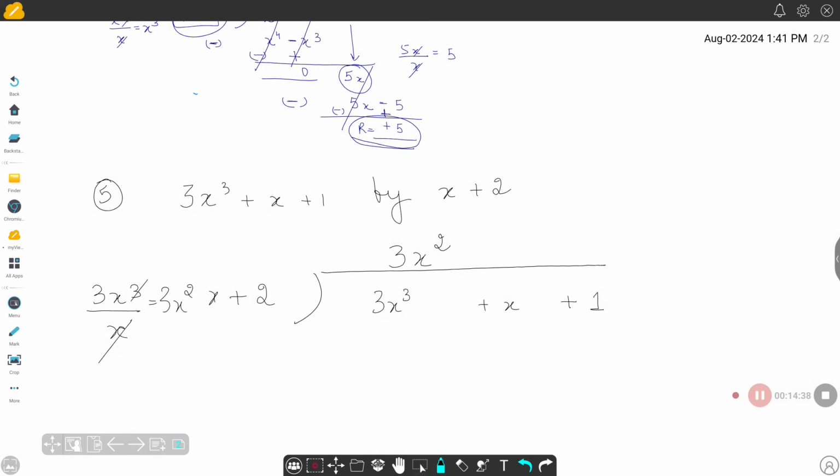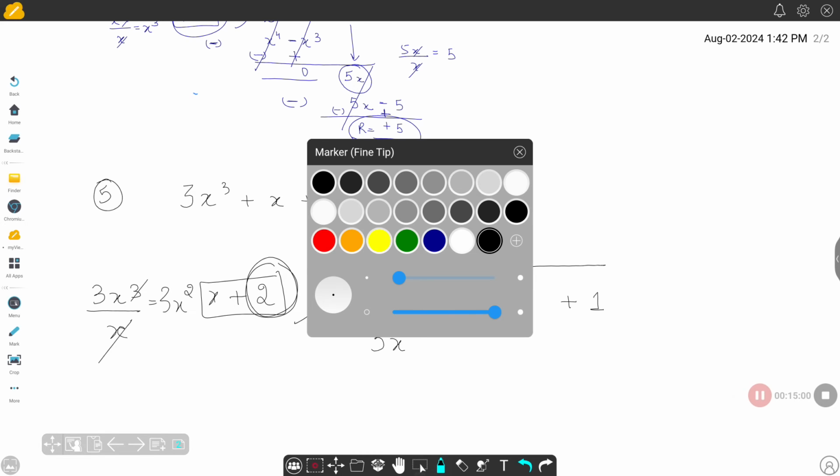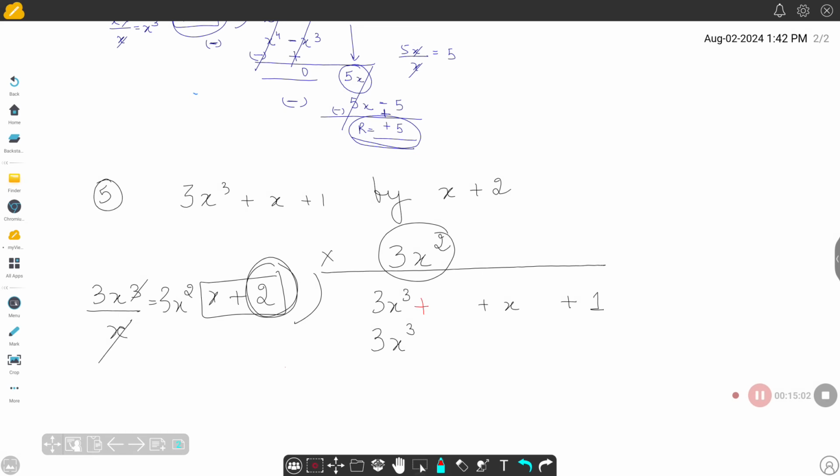Okay, now multiply the entire divisor by this. So it will be 3x cube. And then 2 into 3x square is 6x square. So here you can see there is no term of x square. So now, for the sake of convenience, we just simply add 0x square, because 0x square is simply 0, and 0 is the additive identity of every number. So for the sake of convenience, we can write 0x square.